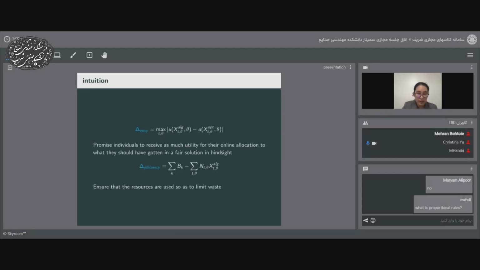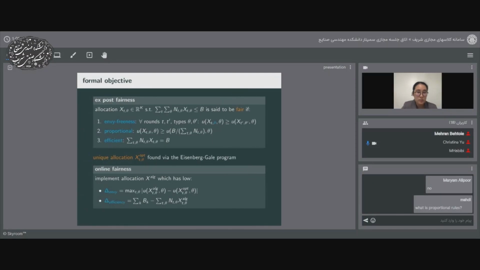Oh, okay. Yeah, good question. So someone asked, what is this proportional? This proportional property is that you want the utility that the agent gets for the allocation that he's given to be at least as good as the utility he gets for this even allocation of dividing the budget evenly across all individuals. I mean, in the simple setting, the proportionality is already subsumed by EF freeness and efficiency. And so that's why we focus on delta EF and delta efficiency.